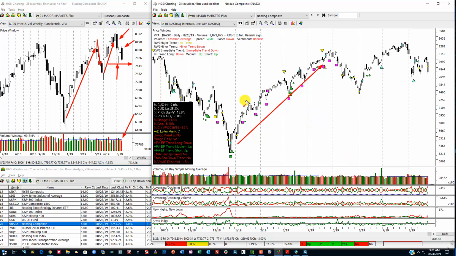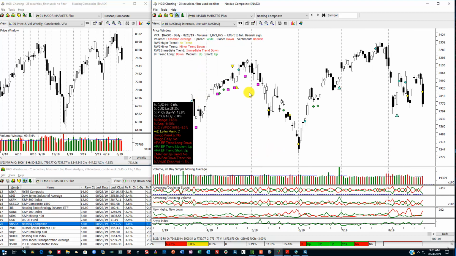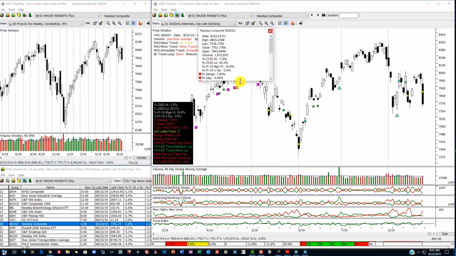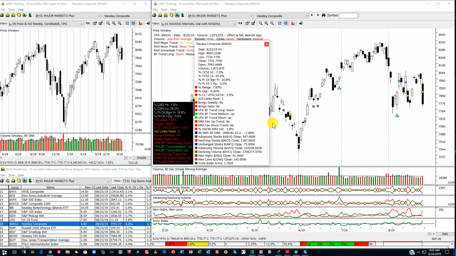Okay, so let me break this out a little bit here. I'll get rid of that. I'm going to zoom back in. And I'm going to hit my alternate I key. And that brings this information up. Just position it over here. Take a look at this. I'm looking at this for the first time. The Nasdaq's down 7% from the 52-week high. It's still up 25.2% from the 52-week low. It's up 16.8% from the beginning of the year.